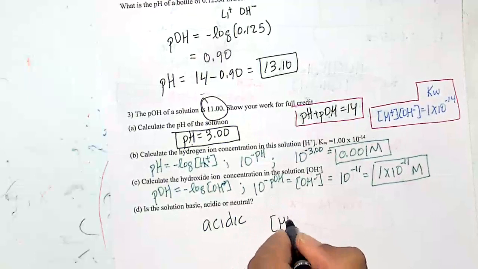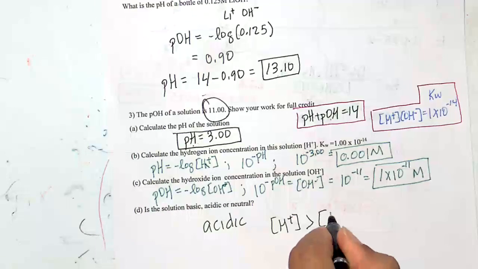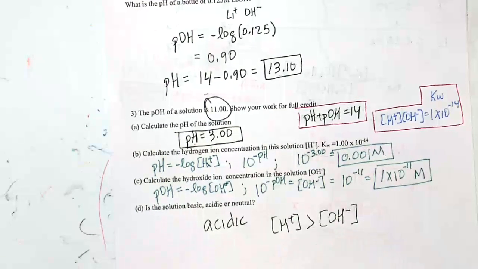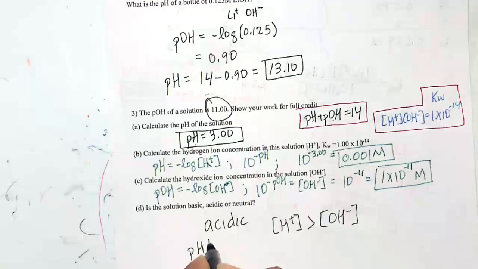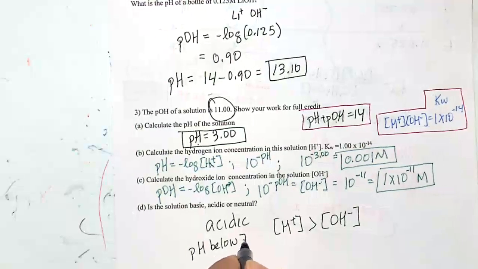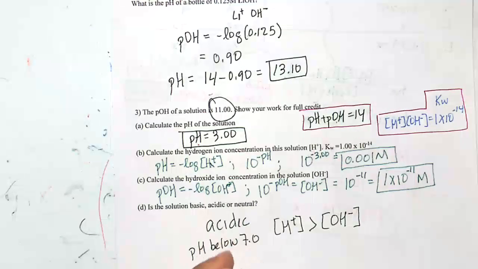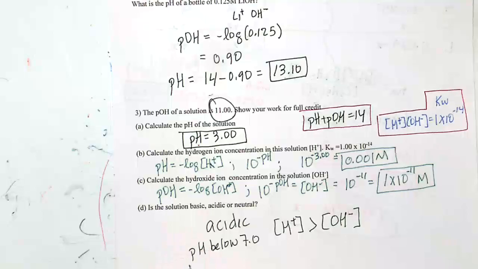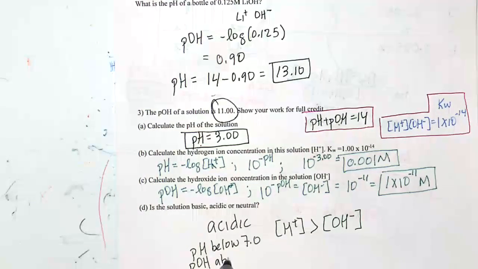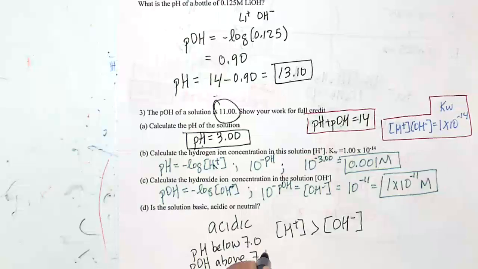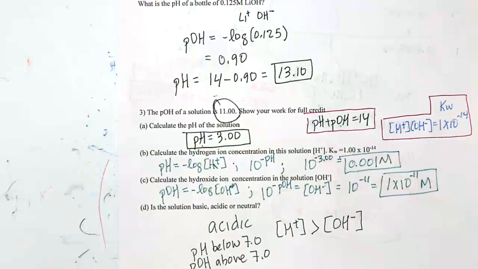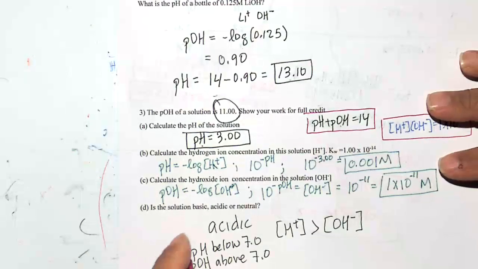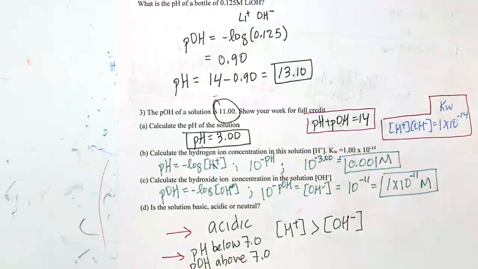Acidic here just means that the concentration of your proton is greater than your concentration of OH minus. So if that balance is skewed more towards H plus, you have something that's acidic. In other words, we're looking for a pH below 7. Don't want to confuse you, but a pH below 7 also corresponds to a pOH above 7. So if you're confused about that, just remember pH below 7 is acidic.